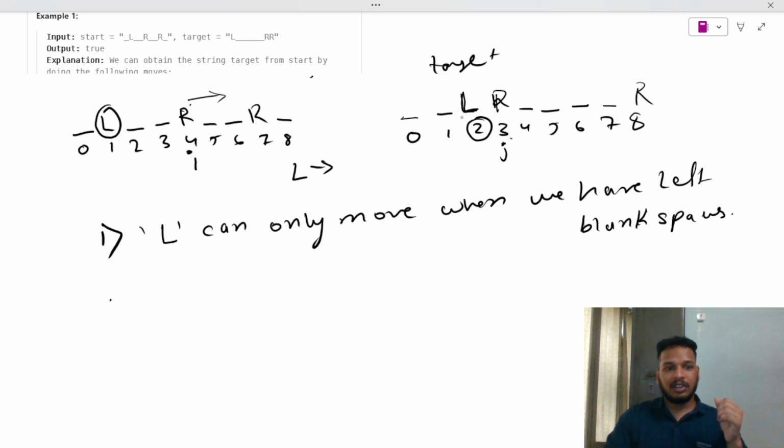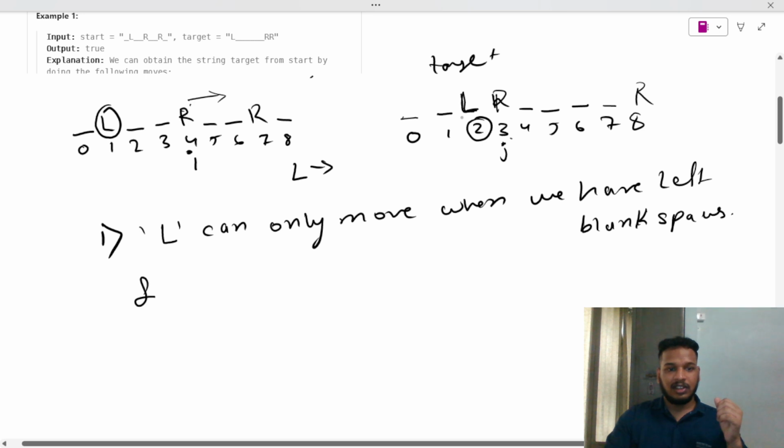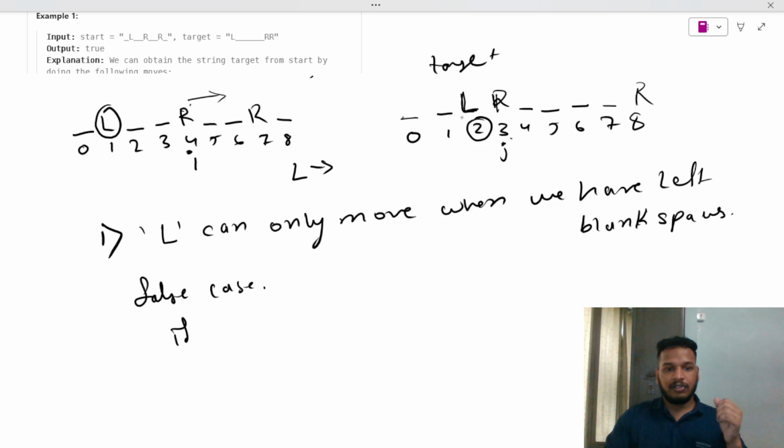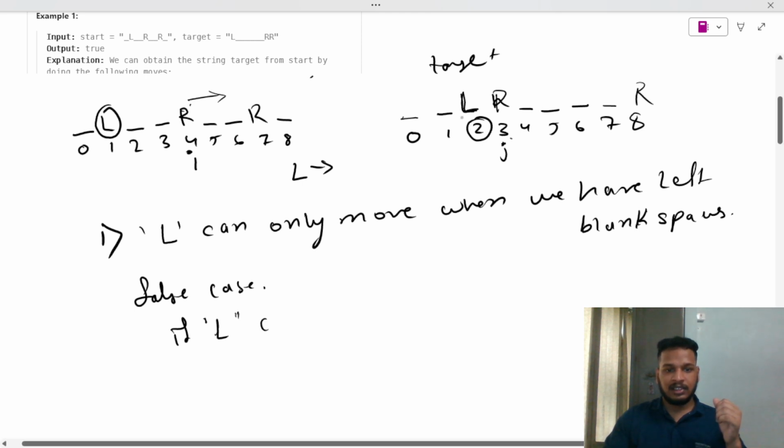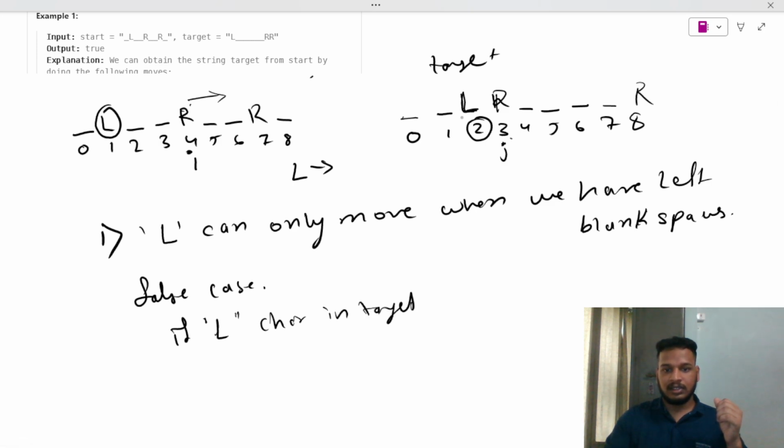So we have to understand and consider these false cases. I will write the false cases: if the L character's index in target is greater than the index in start.